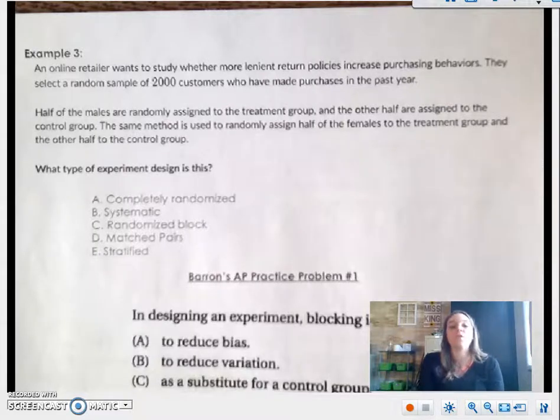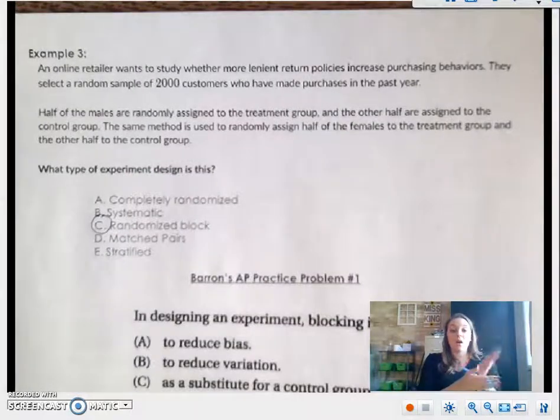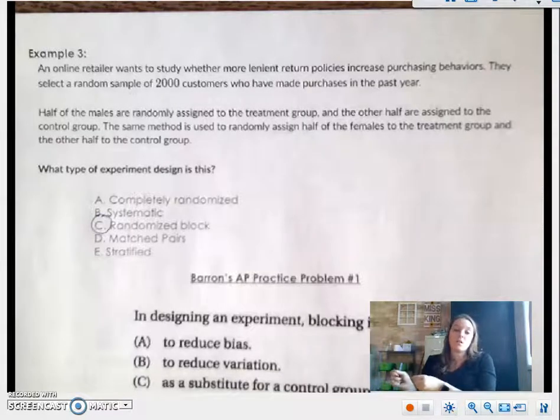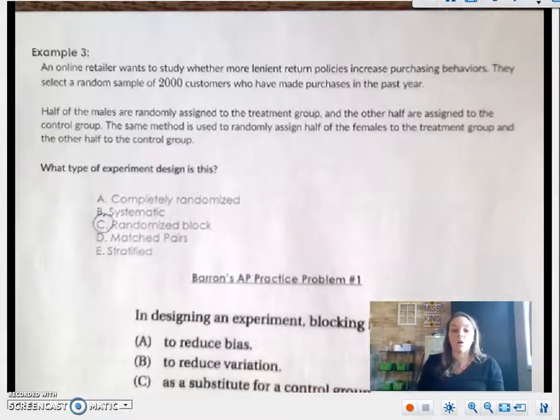Ooh. So for this, they're separating out males versus females. So the block is going to be gender. By separating out the genders, you're blocking for gender. You can compare the purchasing behaviors in males, and compare the purchasing behaviors in females, to see if there's a true difference based on the lenient return policies. So when you block or separate groups like that, that is an example of a block.